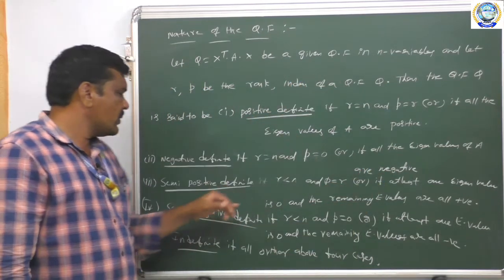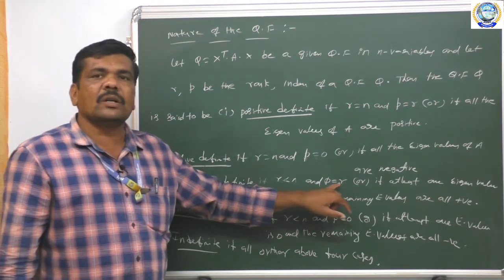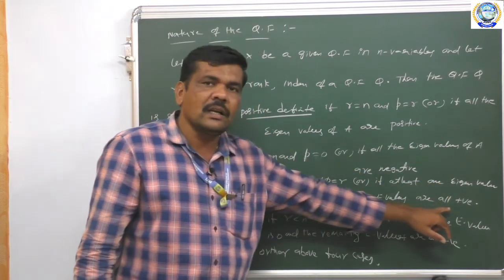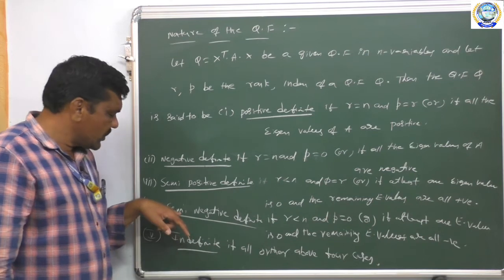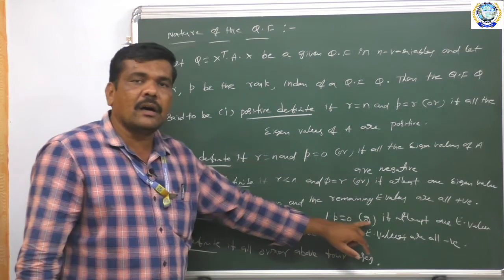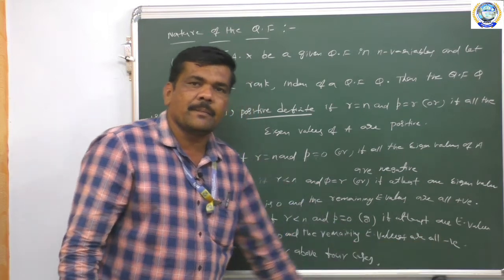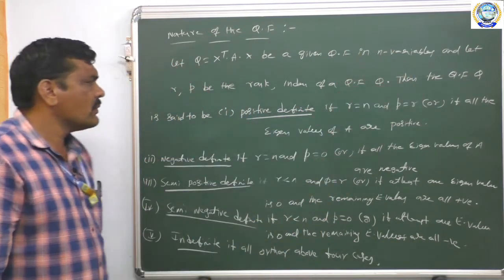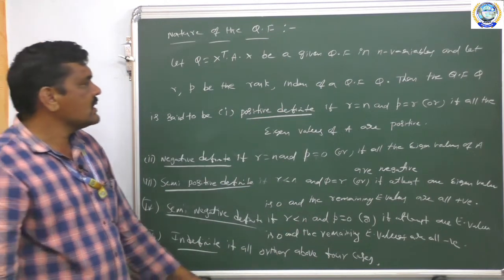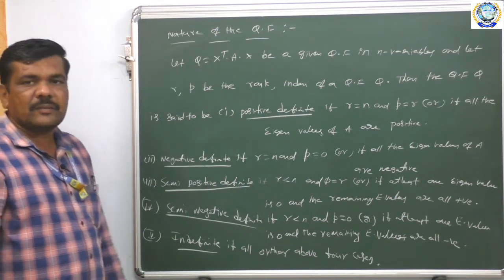Next, the quadratic form Q is said to be semi-positive definite if rank less than n and index equal to r, or if at least one eigenvalue is 0 and the remaining eigenvalues are all positive. Semi-negative definite if r less than n and p equal to 0, or if at least one eigenvalue is 0 and the remaining eigenvalues are all negative. Last one, the given quadratic form Q is indefinite in all other cases. Next, we will see an example of this nature of the quadratic form.